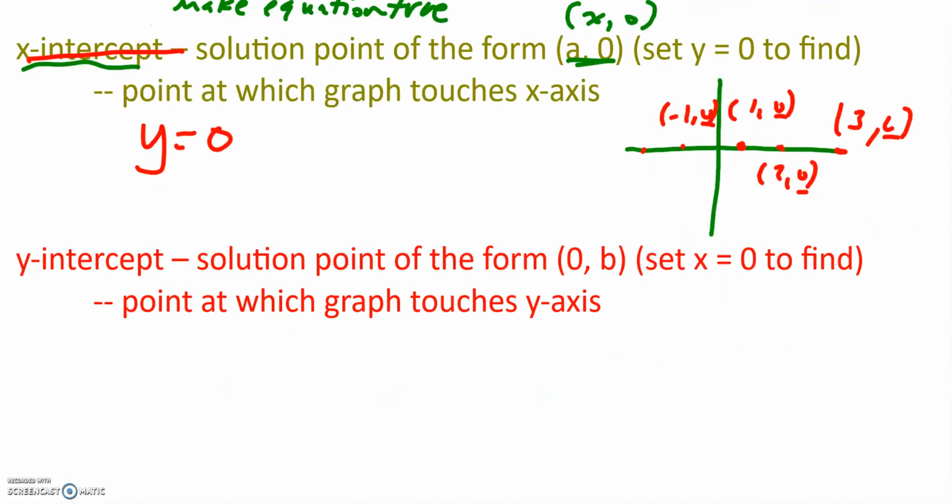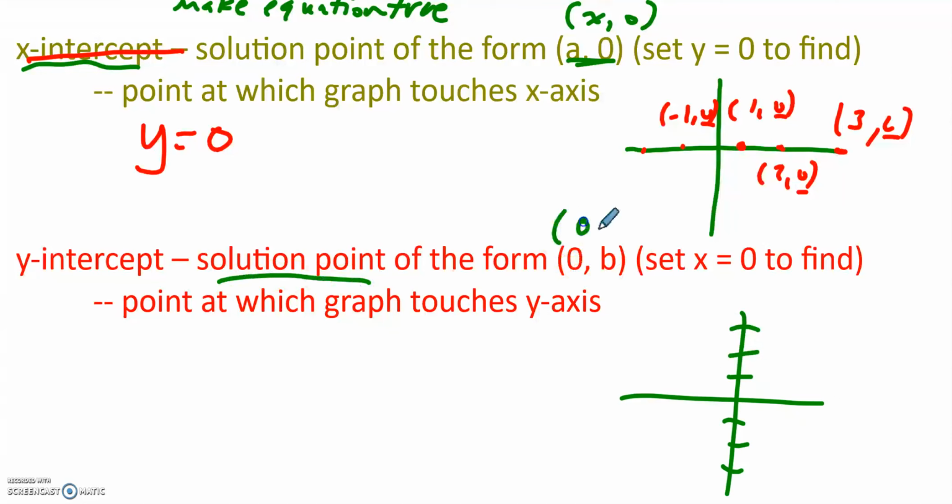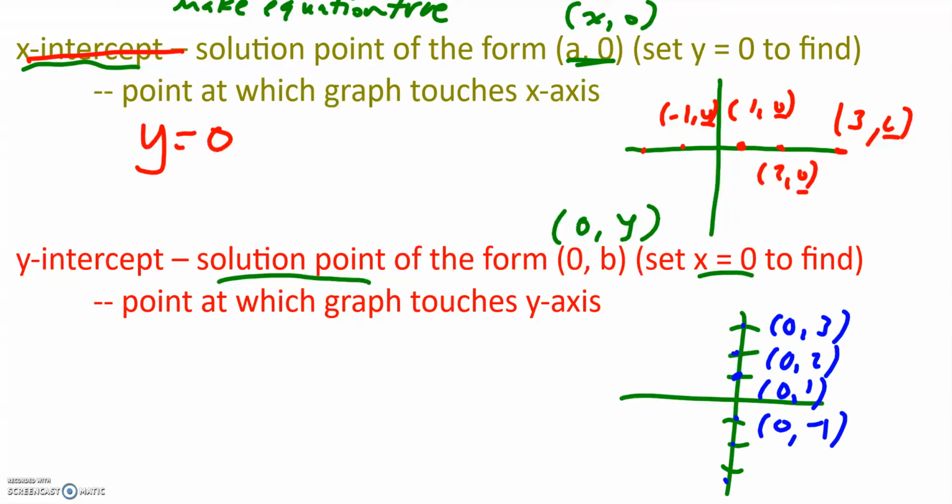If you would like to find the y-intercept, that means that you're dealing with any point along the y-axis. And again, it is a solution point in the form (0, b) or (0, y). Now it says set x equal 0, and that is because if you name some points up and down the y-axis, (0, 3), (0, 2), (0, 1), (0, -1), and so on. Again, please notice that the x value is always 0. So if you'd like to find any y-intercept quickly, you just need to take x equals 0.